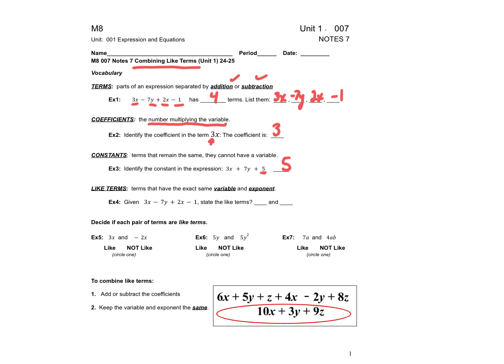Like terms have to have the exact same variable and the exact same exponent. So we can circle 3x and 2x. Make sure you take the sign in front of it, okay? That would help you simplify more easily. State the like terms: 3x and 2x.